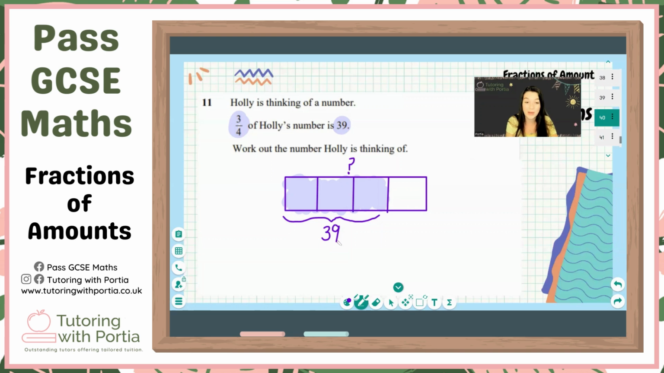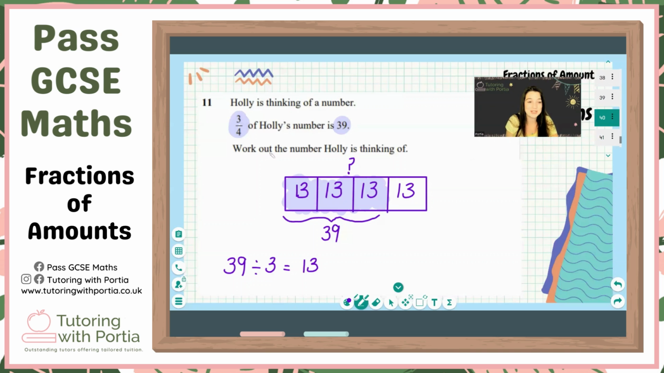Okay, so now we know what 3/4 is, we are going to calculate what 1/4 is. To do that, I'm going to start with the 39 and divide it by 3. That's going to help us with what one of these sections is. 39 divided by 3 is 13. If you don't know that by using your mental methods, that's fine. You can do a little bus stop at the side of the page to show your workings. So we now know each of these sections are 13. And the 4th section must also be 13, because when we're working with quarters or fractions, all the parts are going to be equal.